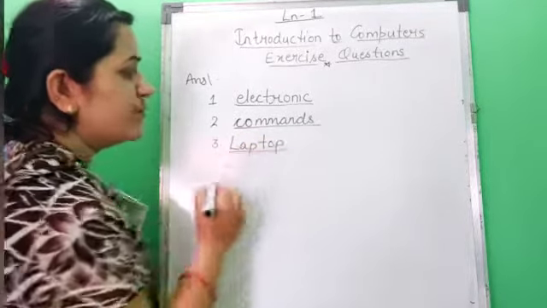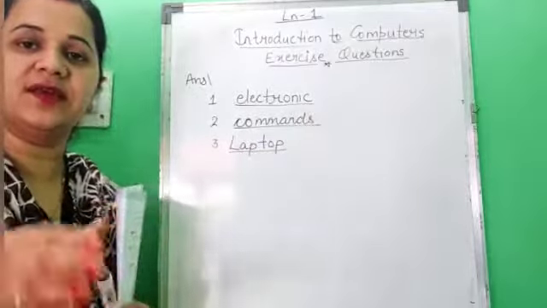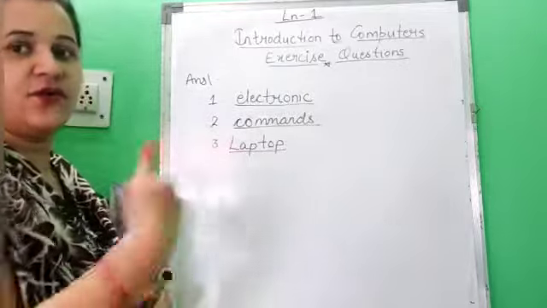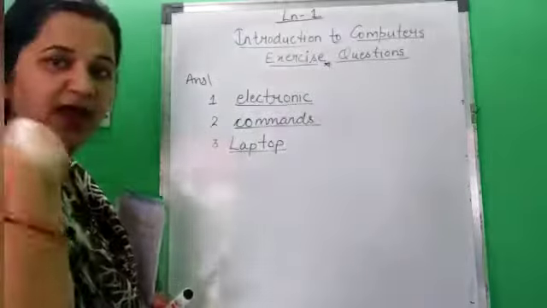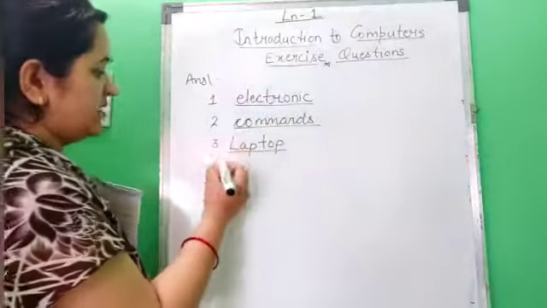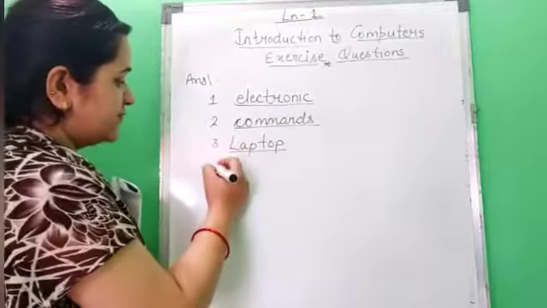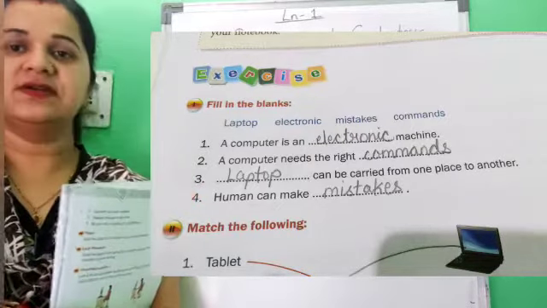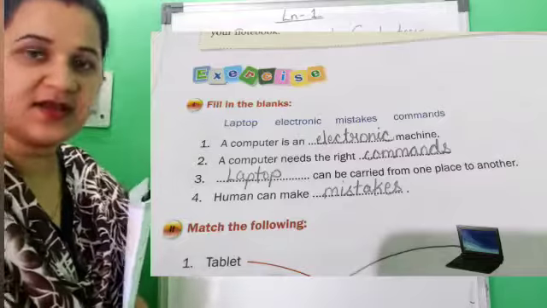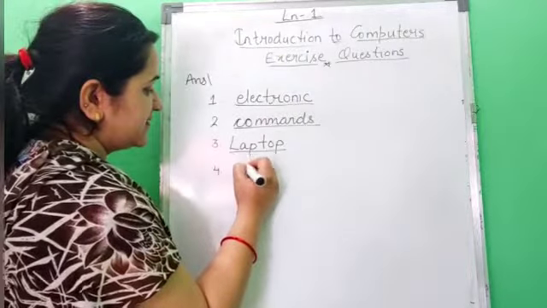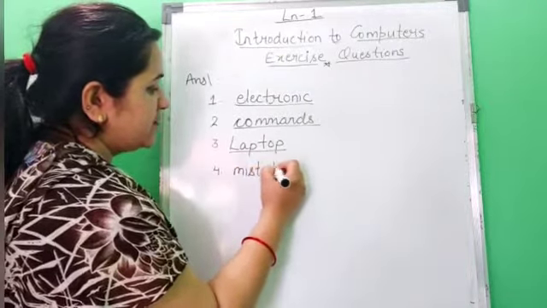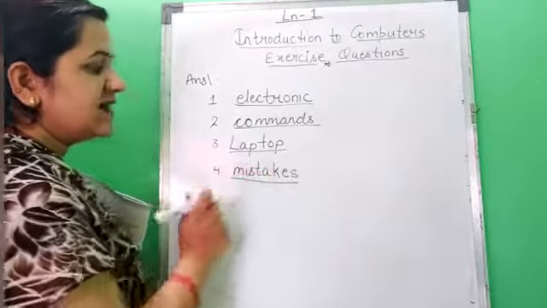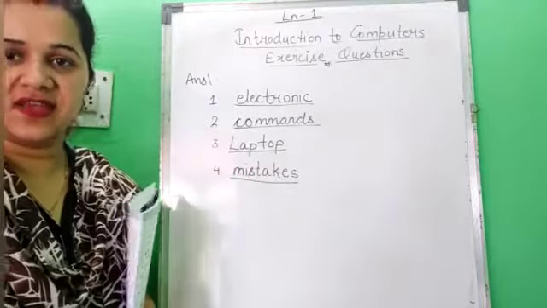L-A-P, lap, T-O-P, top. Laptops are what? You can keep them on your lap. We can keep them on a lap. Okay, they can be carried from one place to another. We can keep them in a bag and we can carry them from one place to another. Okay, so children, come to the 4th point. Human can make dash. Yes, children, human can make mistakes. In the option it is given, so write down mistakes. M-I-S, mis, T-A-K-E-S, takes, mistakes.